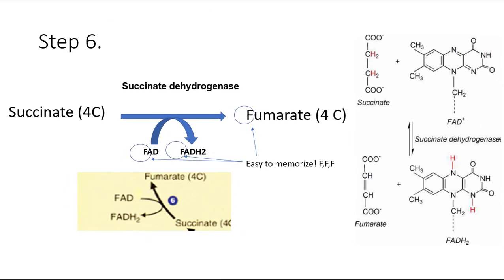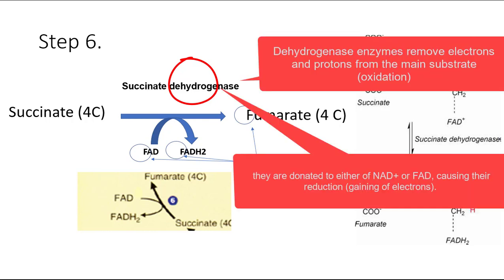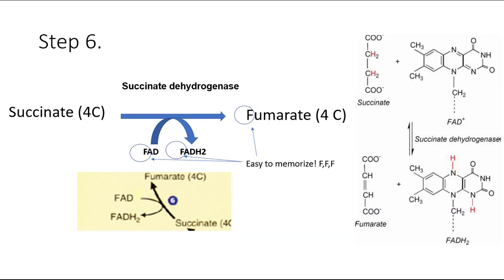Reaction 6 is catalyzed by succinate dehydrogenase. Just based on the name of the enzyme, you should be able to predict the chemical event of this reaction. Dehydrogenase enzymes remove electrons and protons from the main substrate, oxidation, and typically they are donated to either NAD plus or FAD, causing their reduction, meaning gain of electrons. In this reaction, the removal of 2 electrons and 2 protons causes the reduction of FAD to FADH2 and produces fumarate.